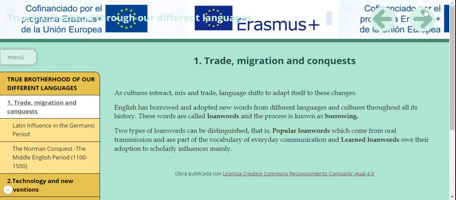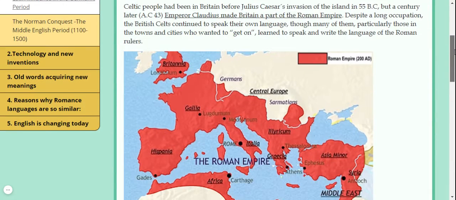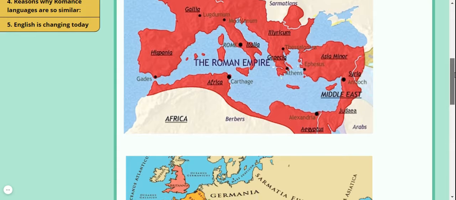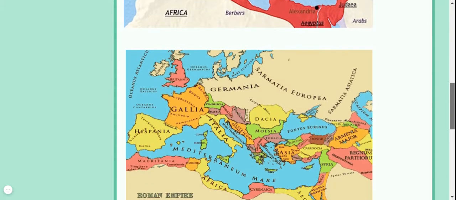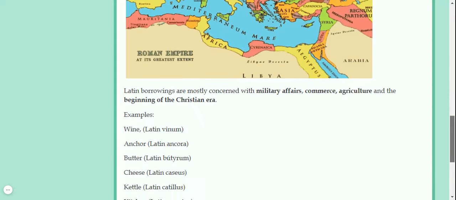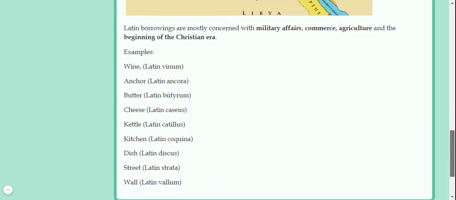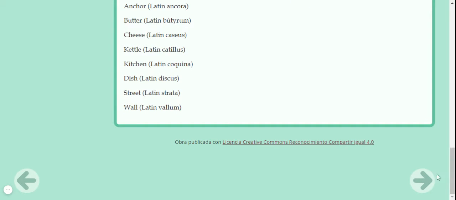Bearing in mind that trade, migration, and conquest have made the English language change greatly over the last millennium, it is worth reflecting upon the Latin influence in the Germanic period. When Emperor Claudius made Britain a part of the Roman Empire, those living in the towns and cities wanted to learn to speak and write the language of the Roman rulers. Therefore, the first Latin borrowings are mostly concerned with military affairs, commerce, agriculture, and the beginning of the Christian era.